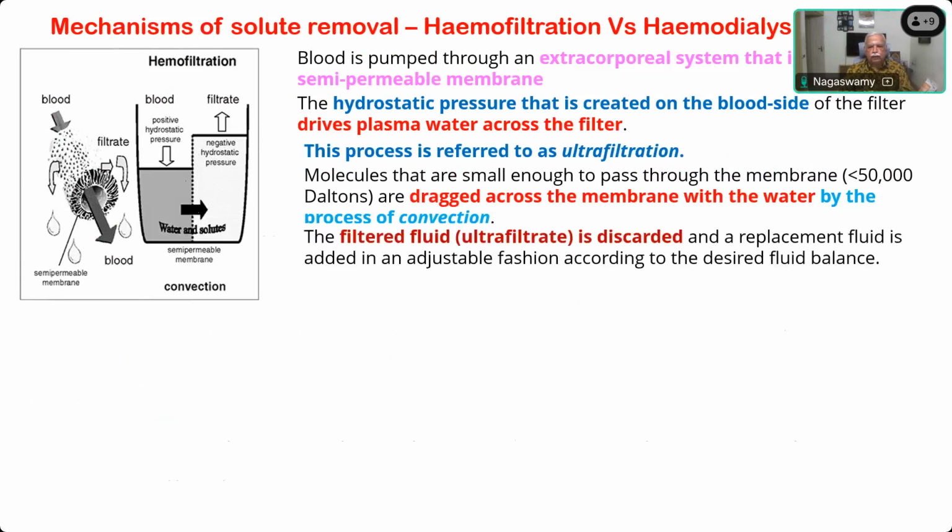So the filtered fluid is discarded, because you are losing the volume. So if the patient goes in for hypotension, or if the discarded volume is too much, you can replace that fluid with the desired fluid balance. When you pump the blood back into the patient, you can add the fluid and replace the volume, whatever is necessary to the dependent level.